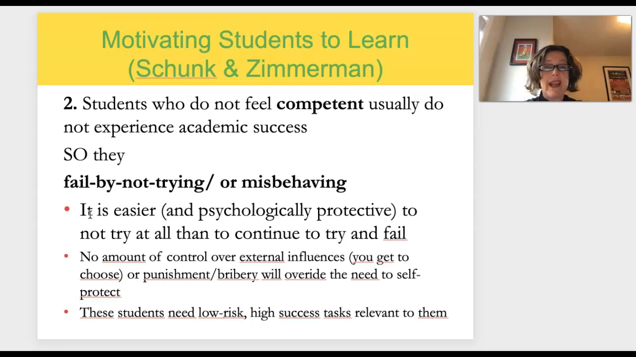No amount of control over external influences, like you get to choose, or punishment or bribery, will override the need to self-protect. So if they feel that they are not going to be successful, they will just stop. They'll just fail by not trying, because that at least then they could say, well, I just didn't do the work, so that's why I failed. But it never then really shows the deep-seated idea that they don't feel competent. Or they misbehave so that they get booted out of class, so then they don't actually ever have to show that they don't understand. So these students need low risk, high success tasks, relevant to them.